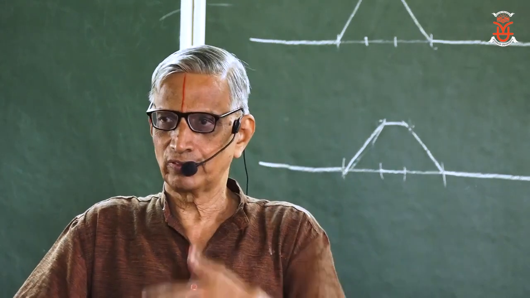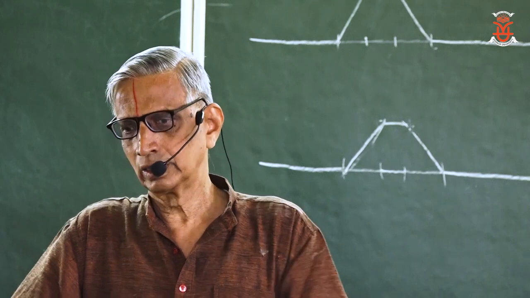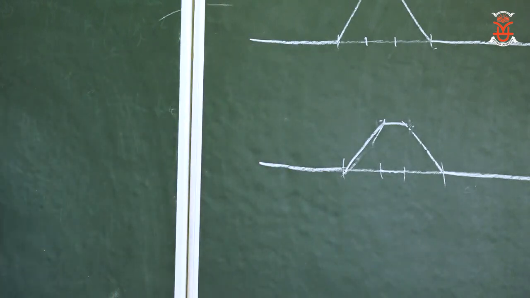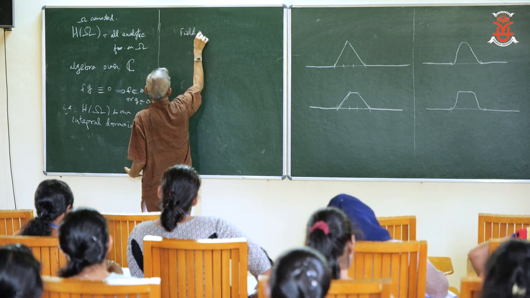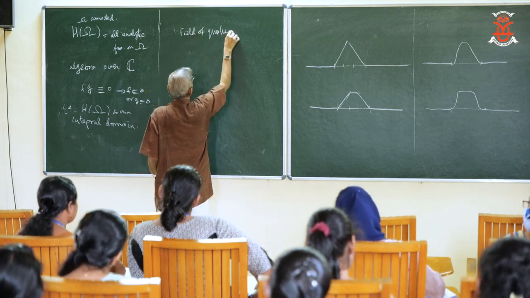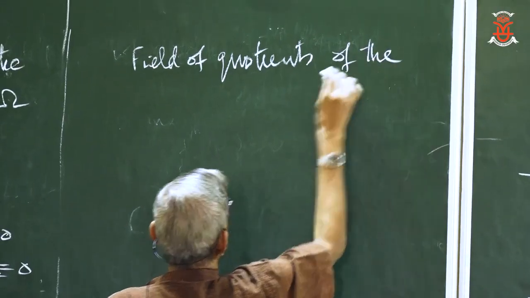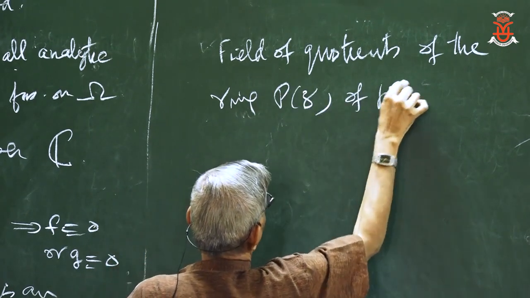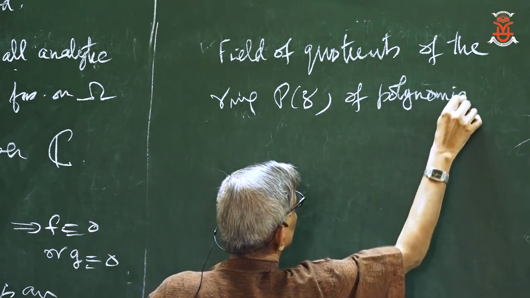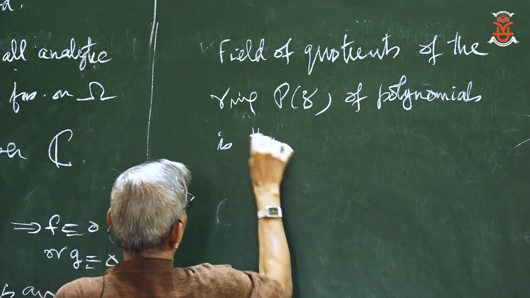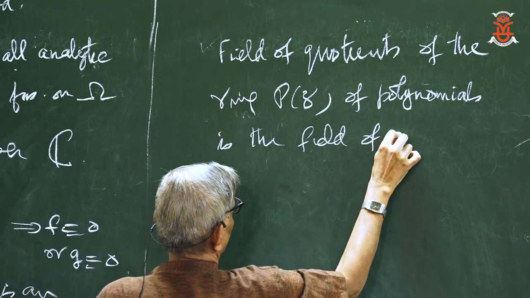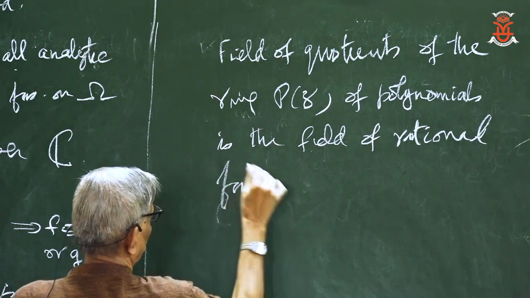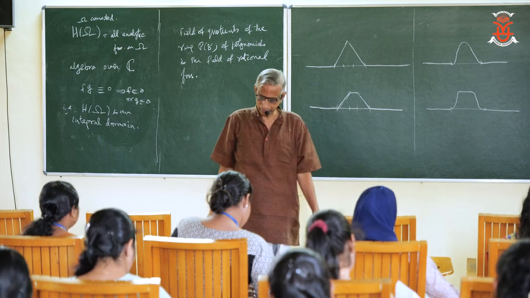A rational function is a function of the form p by q, where p and q are polynomials, and q is not the zero polynomial. So the field of quotients of the ring of polynomials is the field of rational functions. The rational functions form a field.